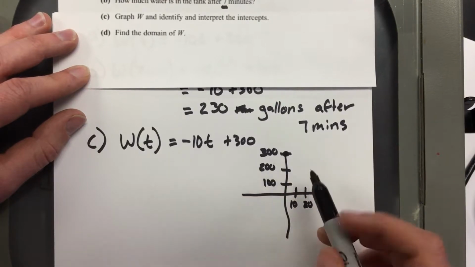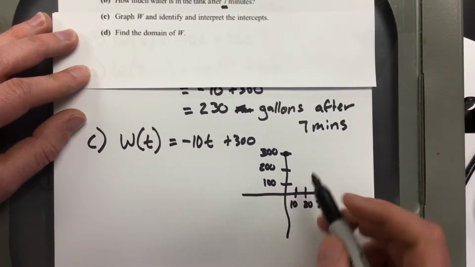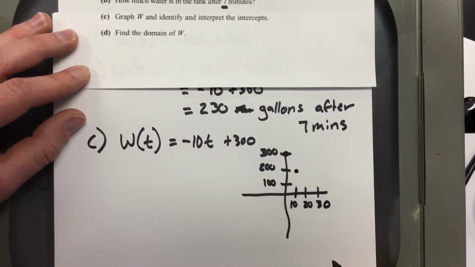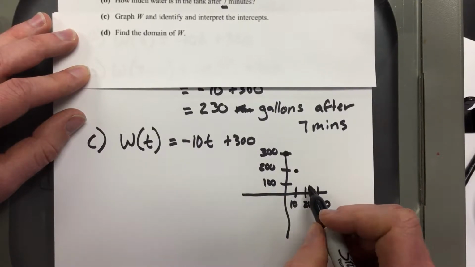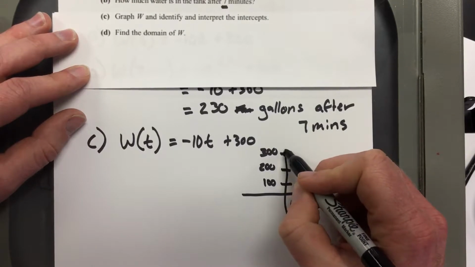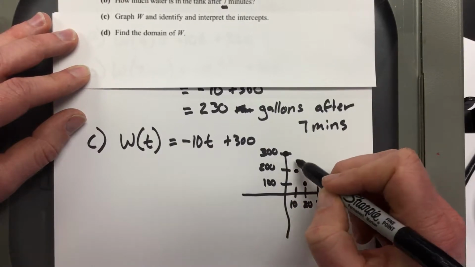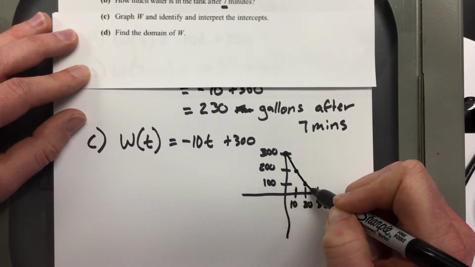So if I'm going down 10 every minute, after 10 minutes I'm going down 100. That'd be my next point. Then if I plug in 20, I get 20 times negative 10, which is negative 200. So then we would plot that there. And you can see I have a graph of my function, which looks like so.